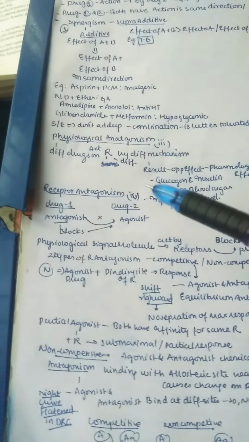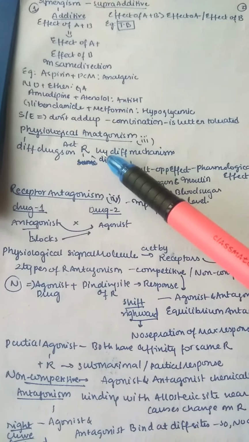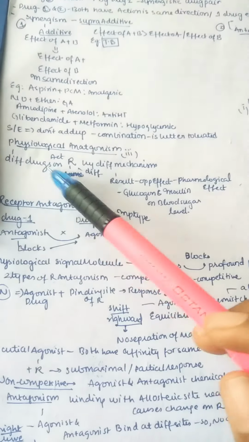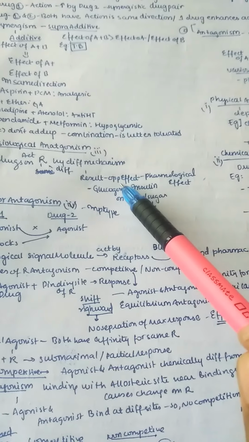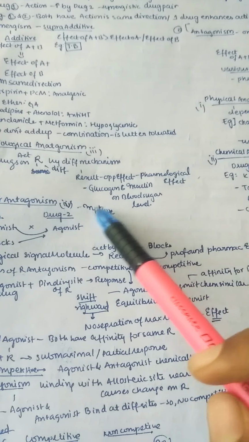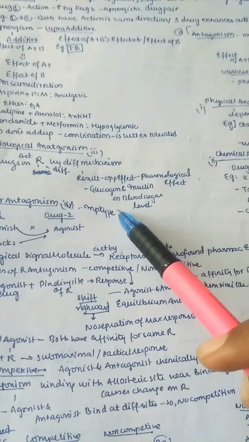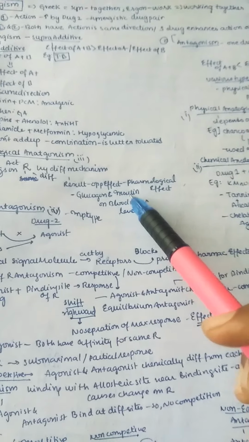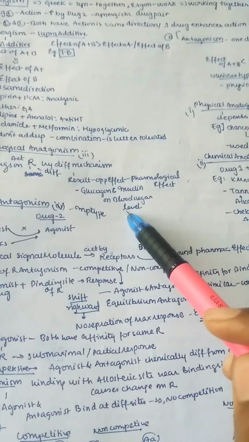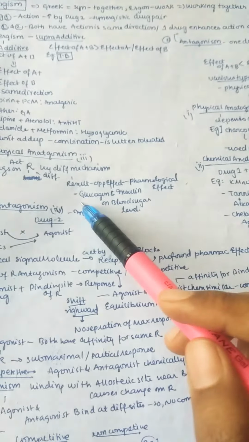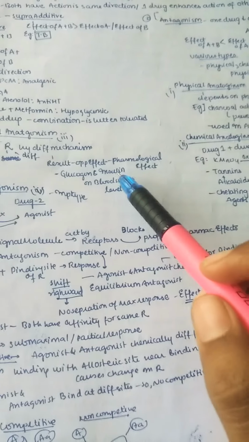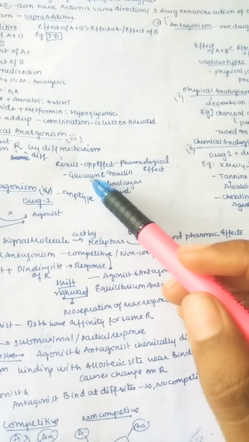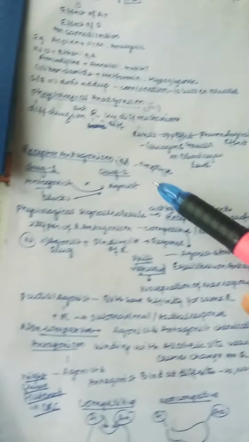So this is chemical antagonism. Next, coming to physiological antagonism, here different drugs are acting on different receptors by different mechanisms. That results in an effect opposite to the pharmacological effect, for example glucagon and insulin on blood sugar. You know how these both are acting on the blood sugar, but they are opposite; glucagon has an opposite effect when compared with insulin. We know insulin decreases the blood sugar level, and glucagon increases the blood sugar level.